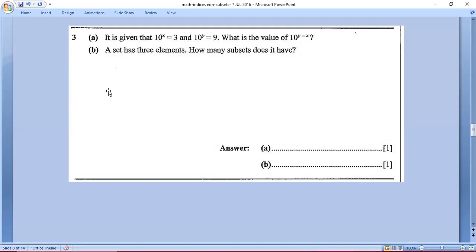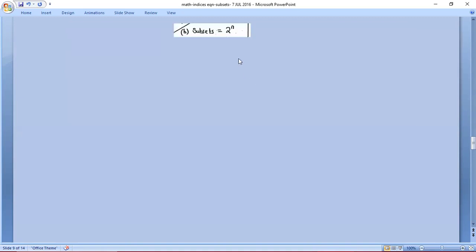This is part B. It says a set has 3 elements. How many subsets does it have? For you to answer this one, you need to know the law for finding the number of subsets. The law simply is that the number of subsets is equal to 2 to the power n, where n is the number of elements.